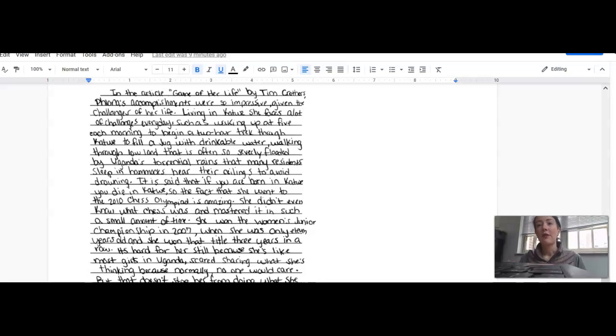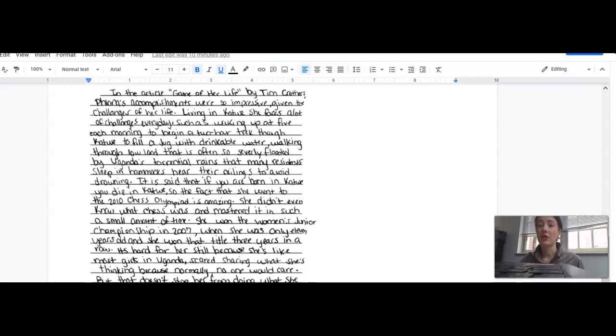In the article Game of Her Life by Tim Crothers, Fiona's accomplishments were so impressive given the challenges of her life. Living in Katwe, she faces a lot of challenges every day, such as waking up at 5 each morning to begin a 2-hour trek through Katwe to fill a jug with drinkable water, walking through lowland that is often so severely flooded by Uganda's torrential rains that many residents sleep in hammocks near their ceiling to avoid drowning. It is said that if you are born in Katwe, you die in Katwe, so the fact that she went to the 2010 Chess Olympiad is amazing.